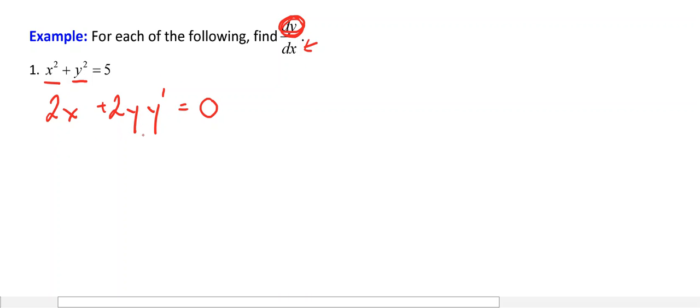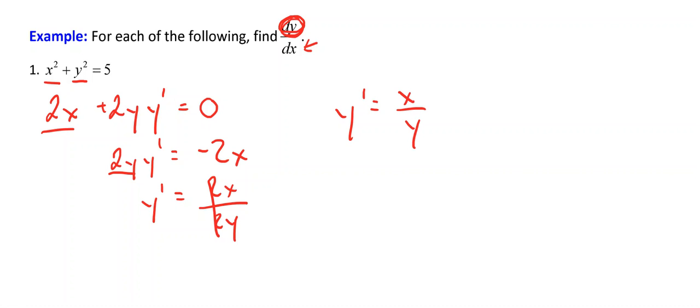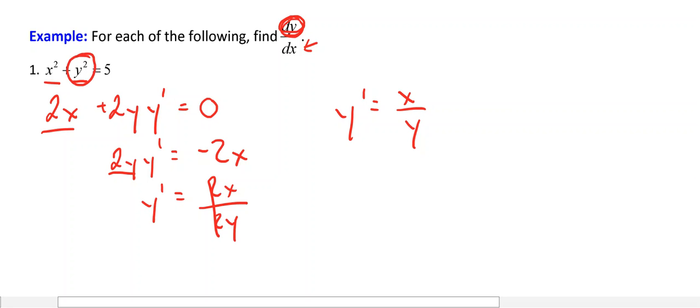Now we need to solve for y prime. So subtracting 2x to the other side, we have this. And then dividing by 2y, we have y prime is 2x over 2y. Those 2's cancel. So y prime is simply x over y. So the important thing to remember is anytime we take the derivative of the dependent variable, we have to multiply that by y prime.